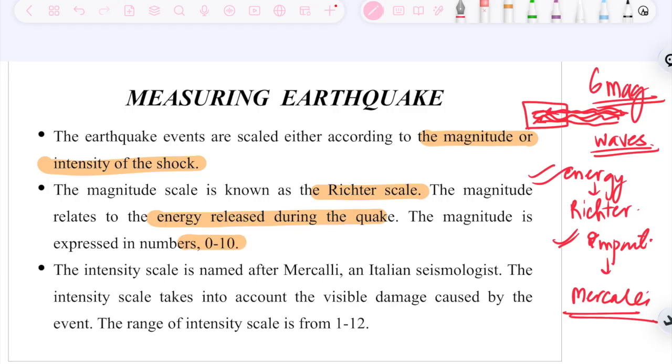However, the intensity scale is called the Mercalli scale. The intensity scale takes into account the visible damage. What is visible damage? How many people died? How many buildings fell? What is the economic loss? How many animals died? And it is present in the range of 1 to 12. So we have seen that there are two methods of measuring earthquakes. That is basically the Richter scale, which measures the energy released, and the Mercalli scale, which measures the visible damage caused by the earthquake.